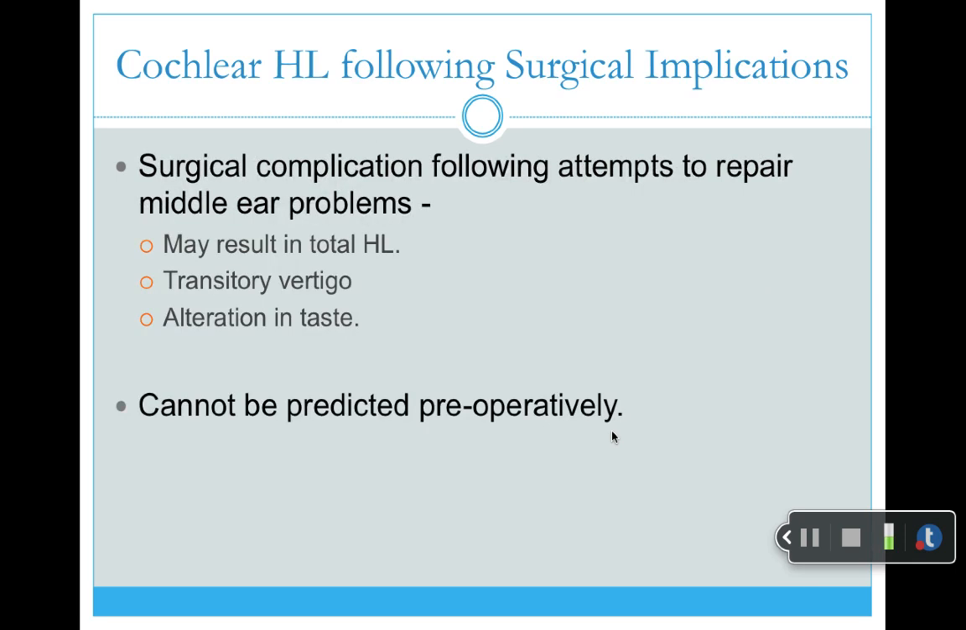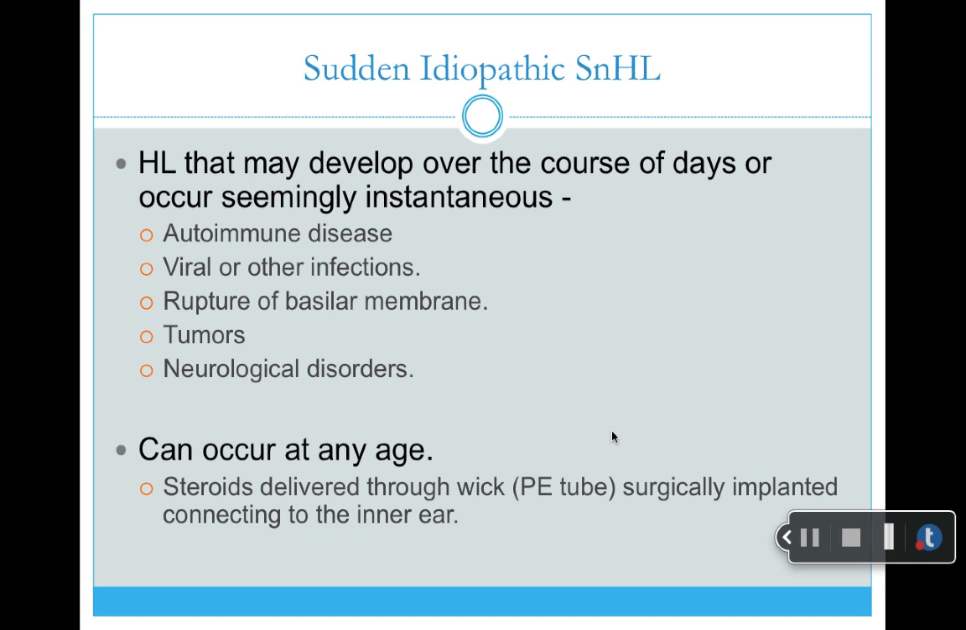There could be cochlear hearing losses following surgery. So if a person had vertigo and the doctor wanted to do some sort of surgery, they might do damage to the hearing. There is sudden idiopathic sensorineural hearing loss. This is really scary. This is just a hearing loss that develops over the course of a day, or it could be a few days, or it could just happen instantaneously. It might be brought on by an autoimmune disease, a viral or other infection, a rupture of the basilar membrane, a tumor, or a neurological disorder.